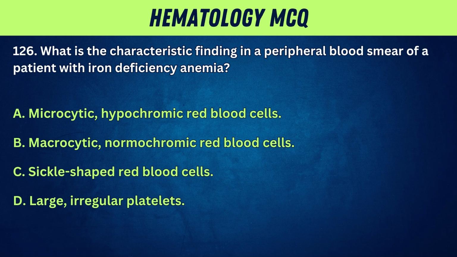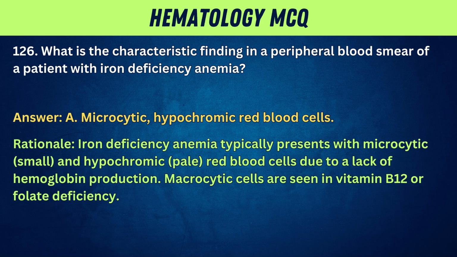126. What is the characteristic finding in a peripheral blood smear of a patient with iron deficiency anemia? A. Microcytic, hypochromic red blood cells. B. Macrocytic, normochromic red blood cells. C. Sickle-shaped red blood cells. D. Large, irregular platelets. Answer: A. Microcytic, hypochromic red blood cells.